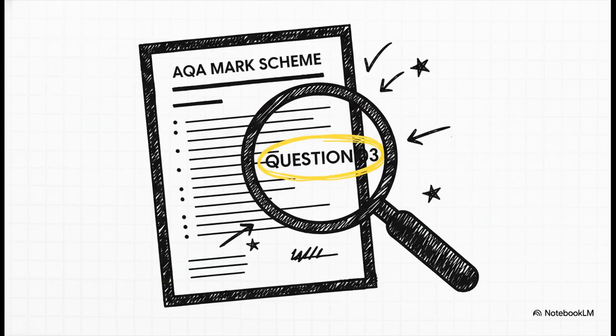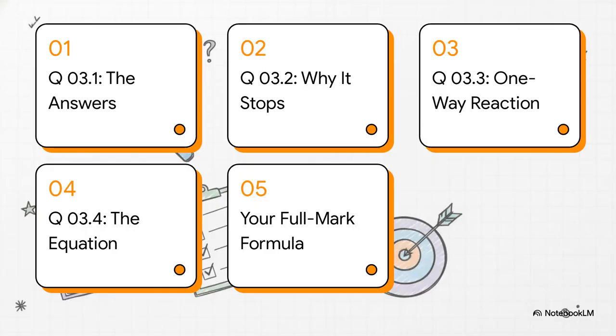Well, today, we're going straight to the source. We've got our hands on the official AQA mark scheme for a real exam question, question 03. We're going to break it down part by part and see precisely what scores the points and what doesn't. So here's the game plan. We'll go through each part of question 3, from 1 to 4. Then, we'll wrap it all up with a full mark formula that you can use on pretty much any question. Sound good? Let's dive in.